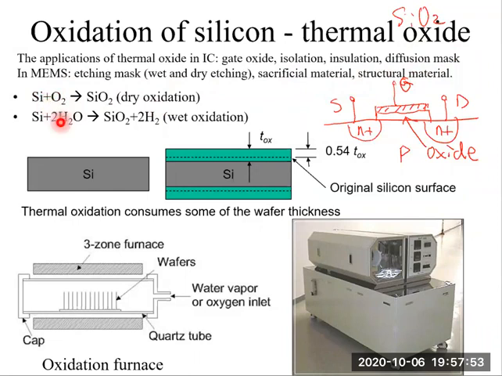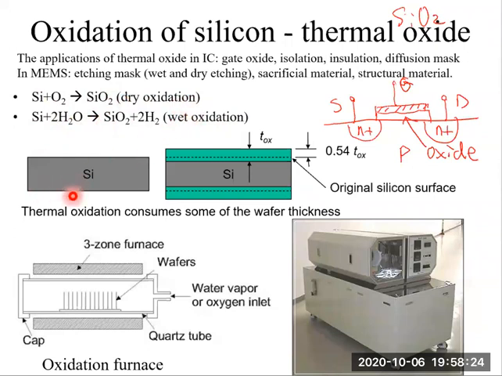There are two types of thermal oxidation. Dry oxidation: silicon reacts with oxygen gas to form silicon dioxide. The second is wet oxidation: silicon reacts with water, and we also get silicon dioxide. So there are two types of thermal oxidation, dry and wet oxidations.